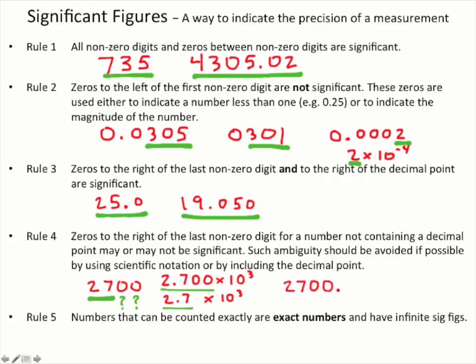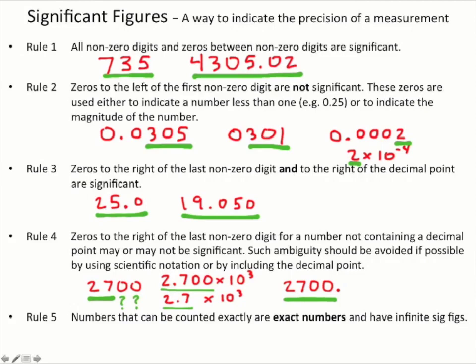Another thing you can do that's kind of a shortcut is you can write 2700 with a decimal point on the right side. And this is the same thing as saying 2.700 times 10 to the 3. You're saying that all the digits to the left of the decimal point are significant. In this case, all 4 of them are significant. It's kind of a shortcut to do it this way. It's preferable to use scientific notation when you can, but sometimes it's just easier to throw the decimal point at the end.